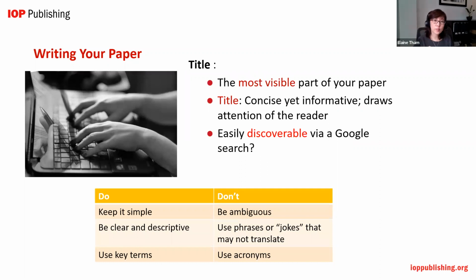Now, the title of your paper. This is going to be the most visible and most read part of your paper. So spend as much time as you can perfecting this. It should be concise yet informative and attract the attention of the reader. Try to include some keywords which may help enhance its discoverability in a Google search. Keep your title as simple as possible, but make sure it is clear and descriptive and not ambiguous. Try not to use acronyms that may not be widely understood, and don't attempt to be witty in your title.